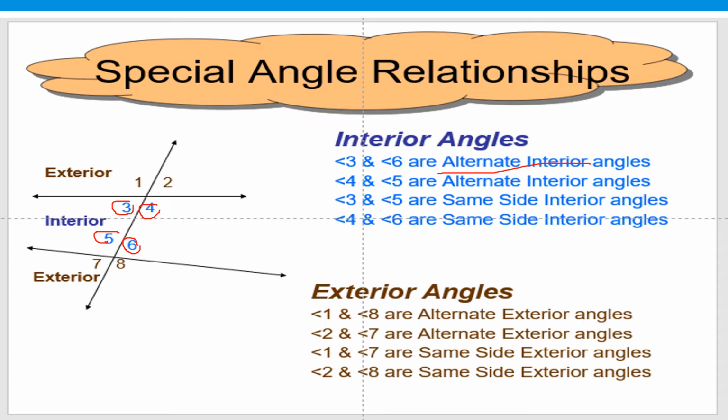Okay. For the alternate exterior angles, 1 and 8. Okay, so we have the exterior angles. And then 2 and 7. And we have the same side exterior angles. We have 1 and 7. And angle 2 and angle 8 are the same side exterior angles. So we familiarize ourselves with the different names of the special angle relationships.